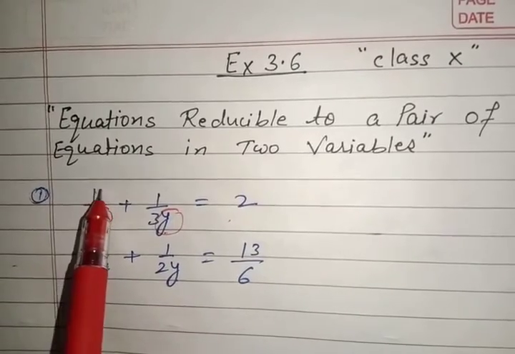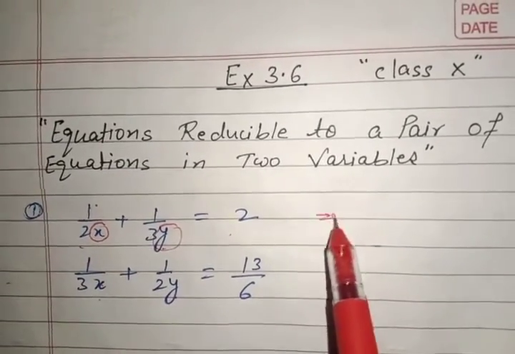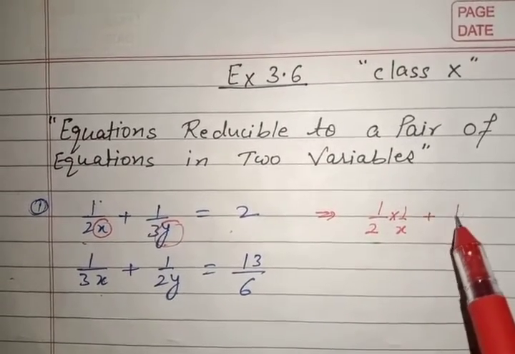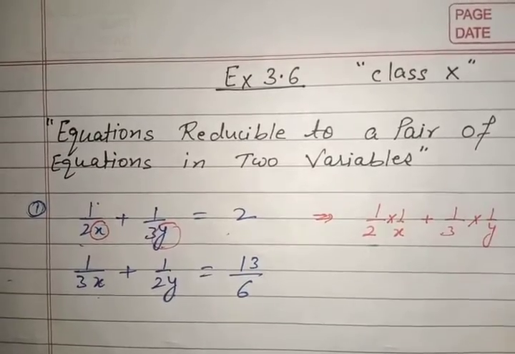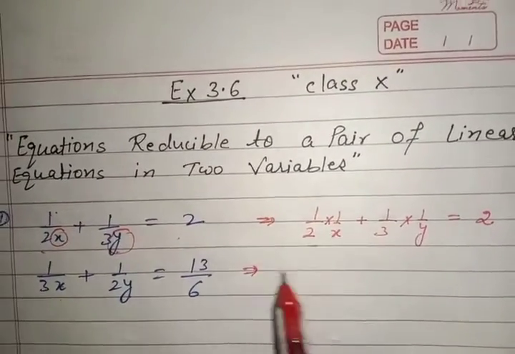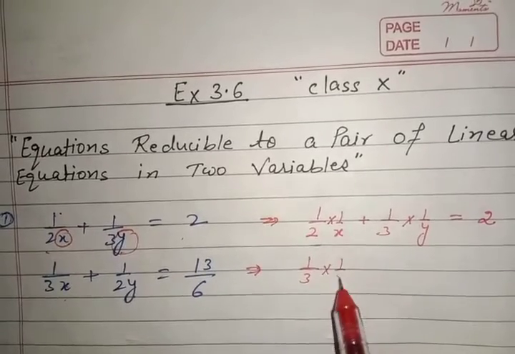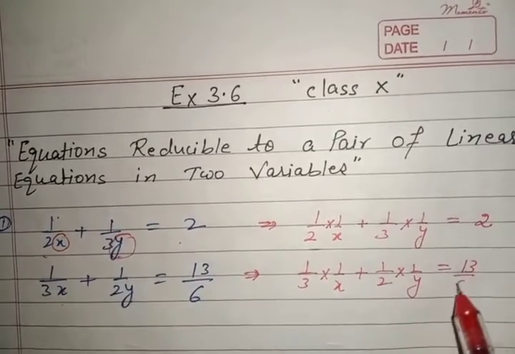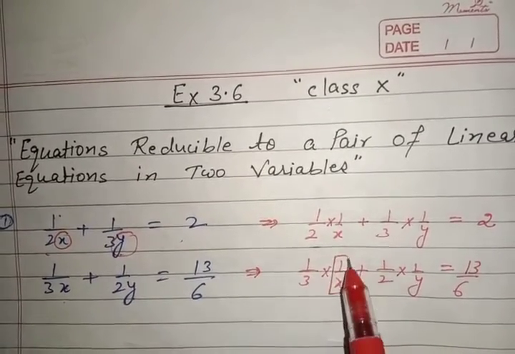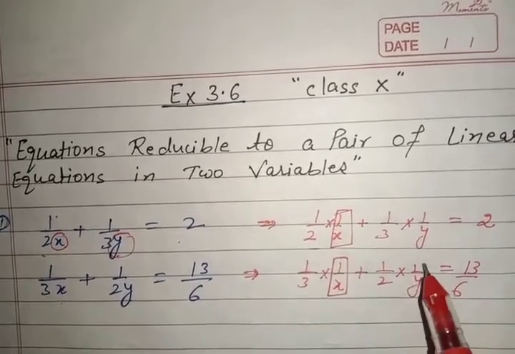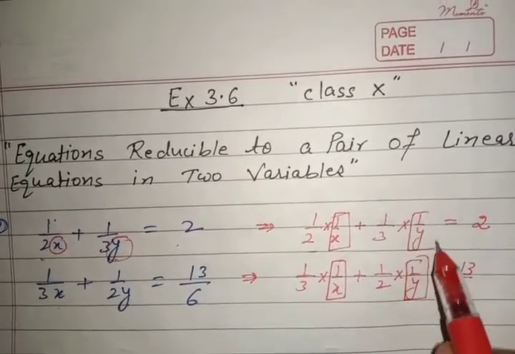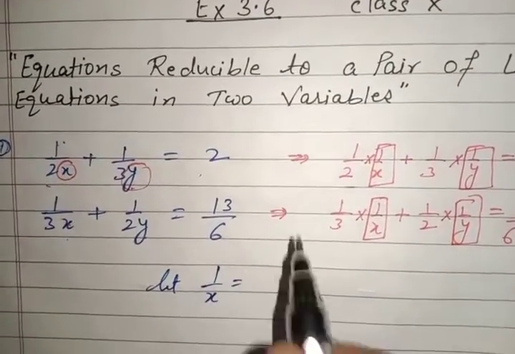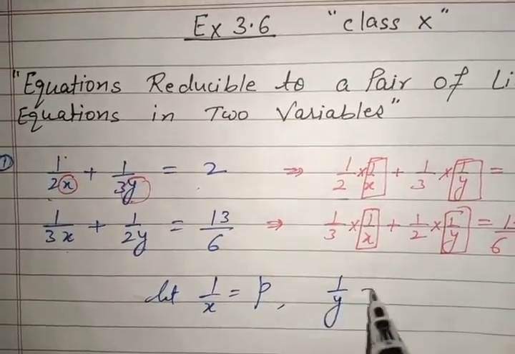So what we'll do, we will write this equation in this form: 1 by 2 multiply 1 by x plus 1 by 3 multiply 1 by y, which is equals to 2. And this equation can be written as 1 by 3 into 1 by x plus 1 by 2 into 1 by y is equals to 13 by 6. Now you can observe very carefully that this 1 by x and this 1 by x is same in both. This 1 by y and this 1 by y is again same in both. So we will write, let 1 by x is equals to p and 1 by y is equals to q.